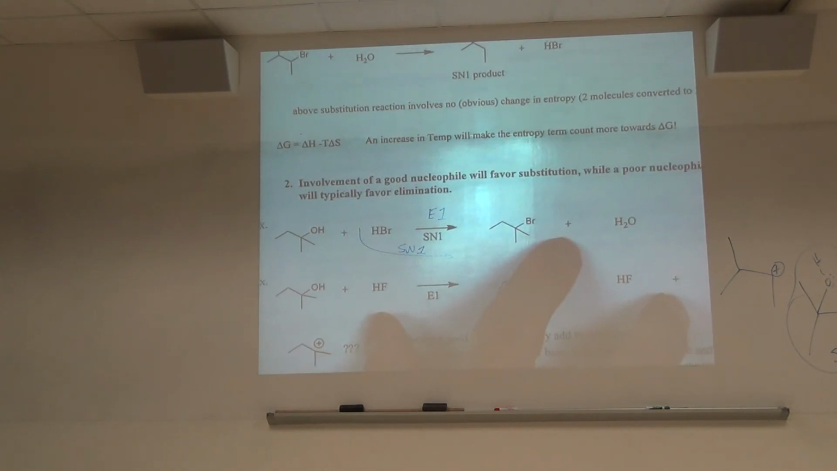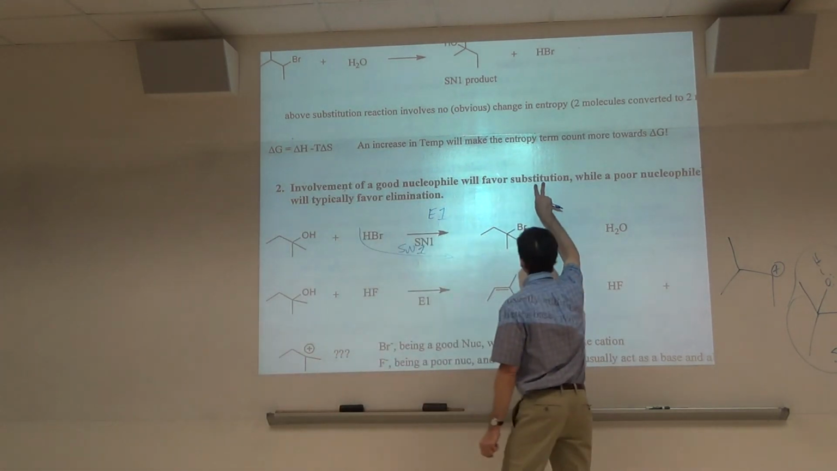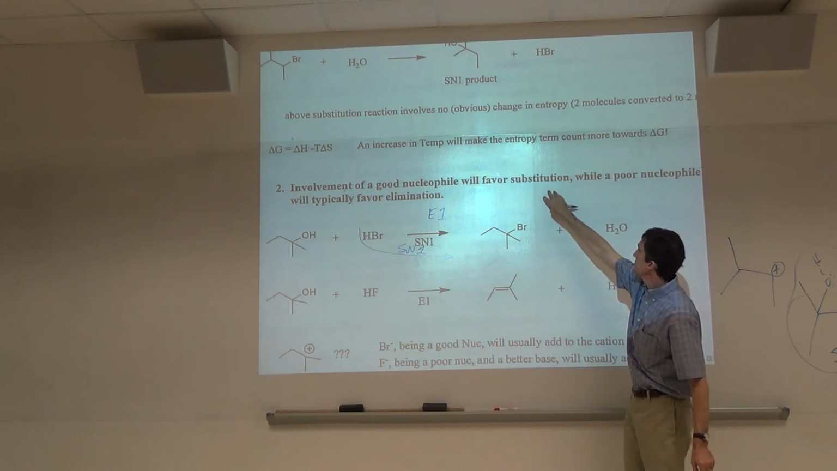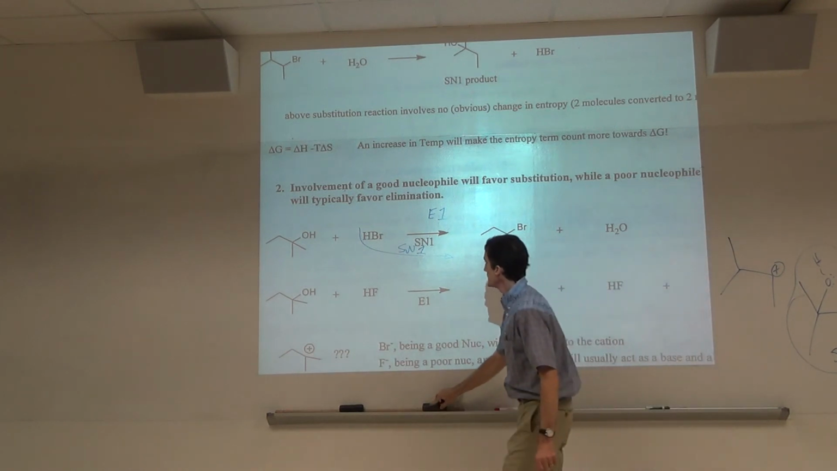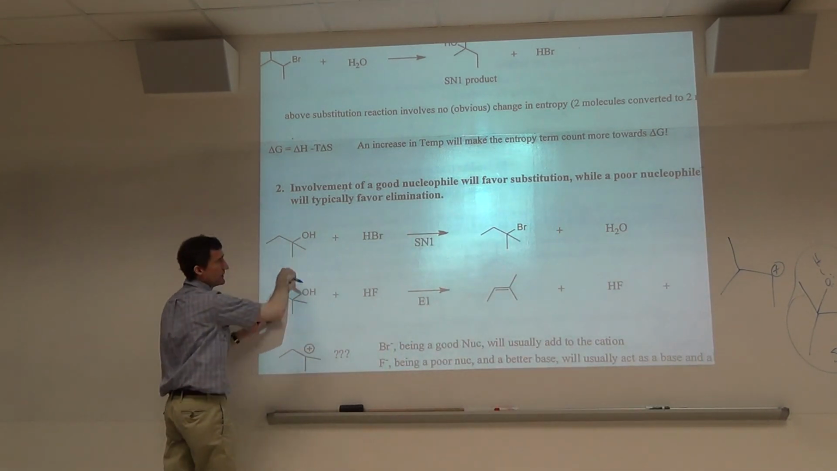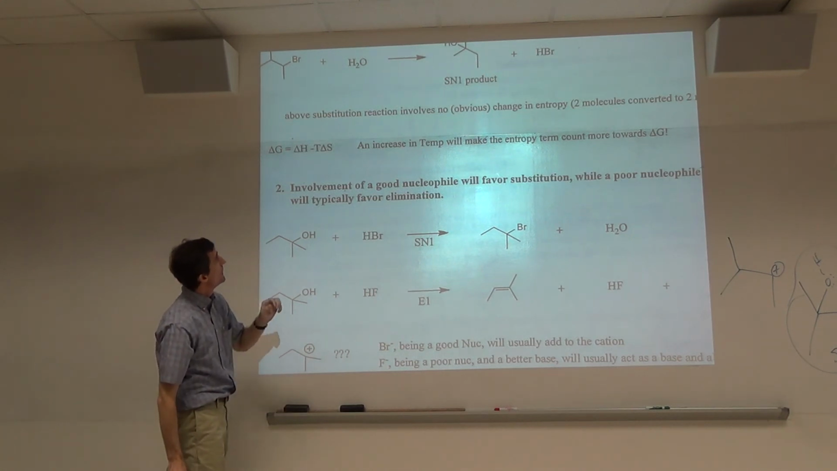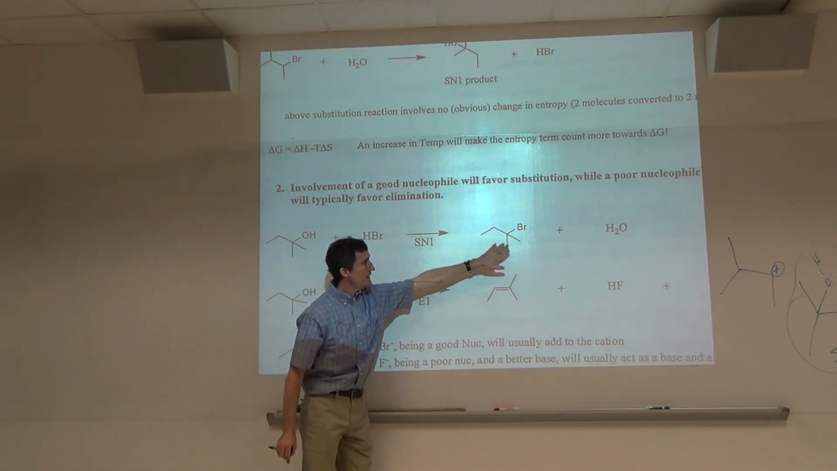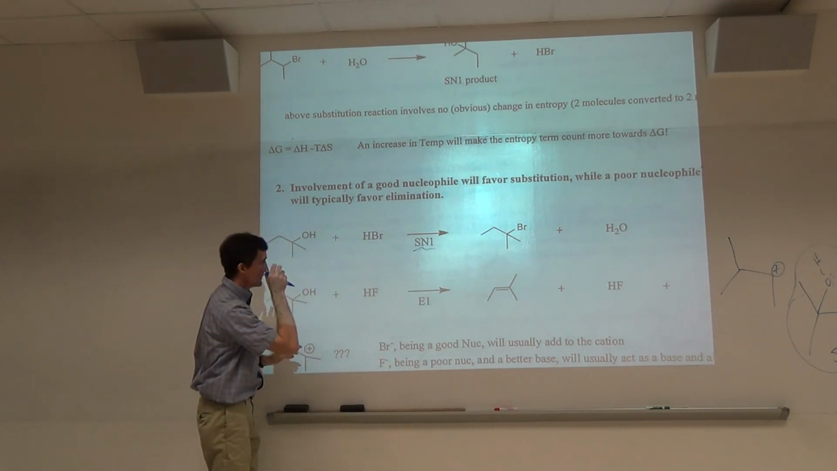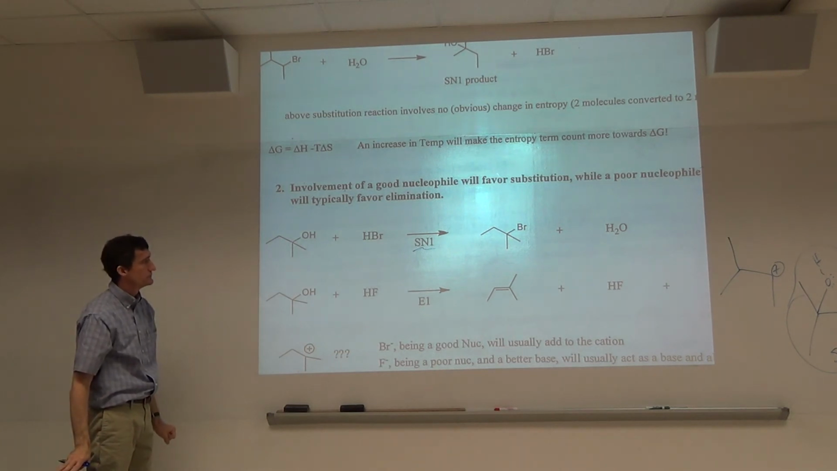Another thing. The better your nucleophile, the more the substitution is favored. A good nucleophile will favor substitution, while a poor nucleophile will typically get elimination. For example, if you react this with HBr, and by the way, I did show a rearrangement. Here I got a different product. HBr, I'm showing that. So that's SN1. So with a poor nucleophile, usually just favor E1.